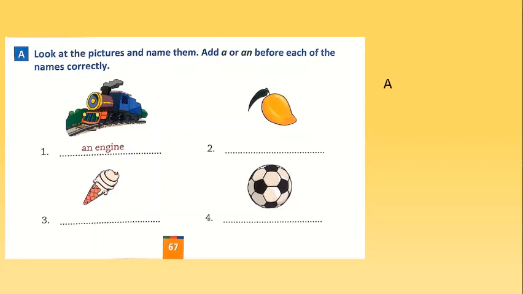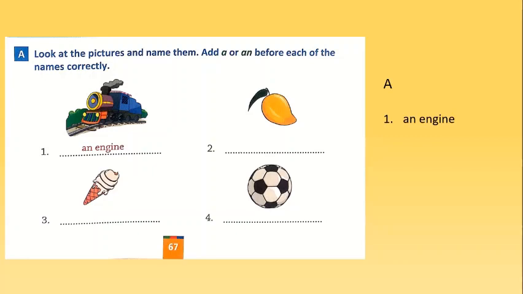Here the first one is already done for us. The first picture is the picture of engine. Engine begins with the vowel E. So we have used article an engine.